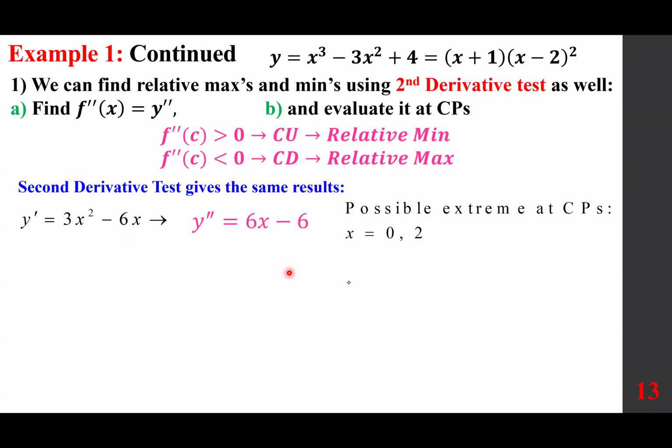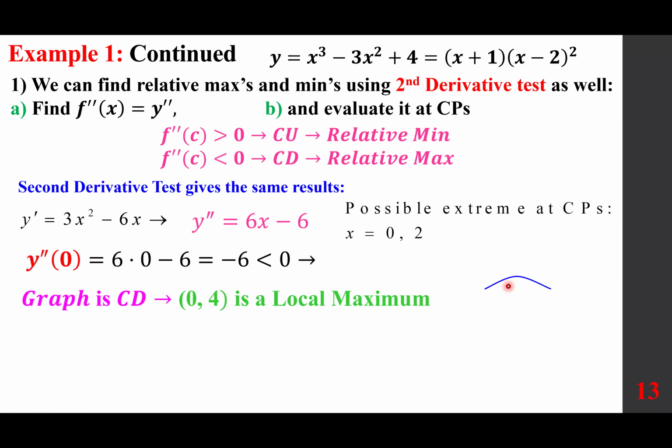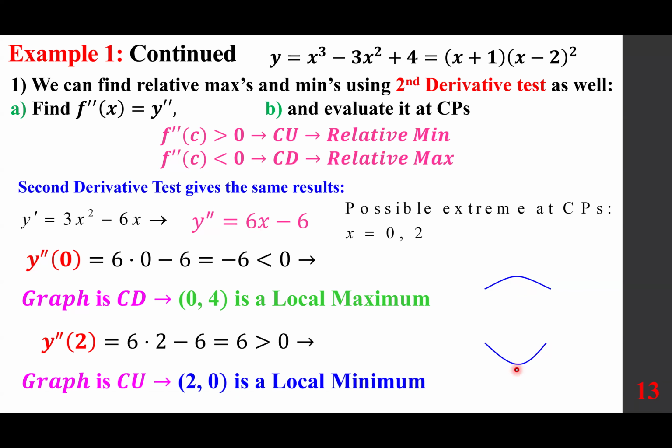And now evaluate those. If I plug in 0, I get negative 6. So negative means concave down means relative max, looking like that, right? So it gives us the same information as before. And if you plug in 2, 6 times 2 minus 6 is positive. And when it's positive, it means concave up, looking like this, and that should be a local minimum. But it doesn't give us intervals of increasing, decreasing. That's why we don't do that. I'm just showing you the limitation of that.